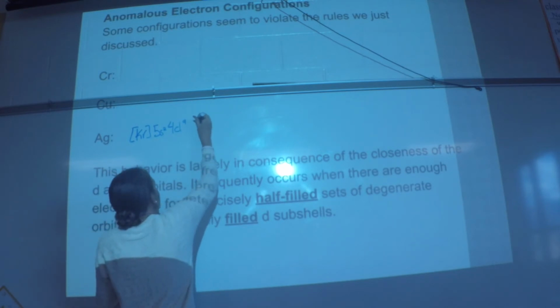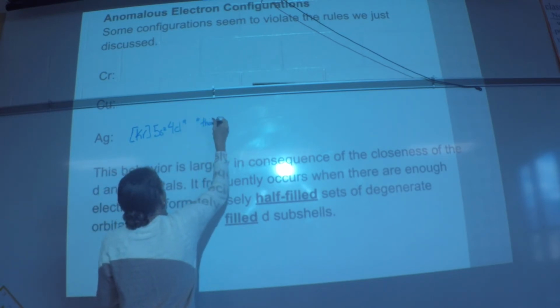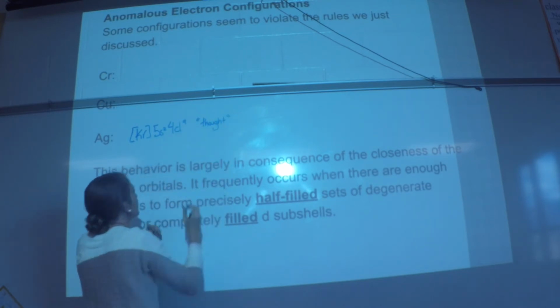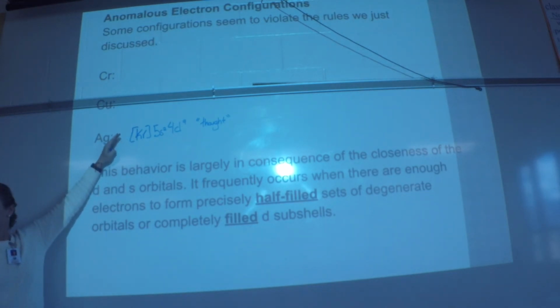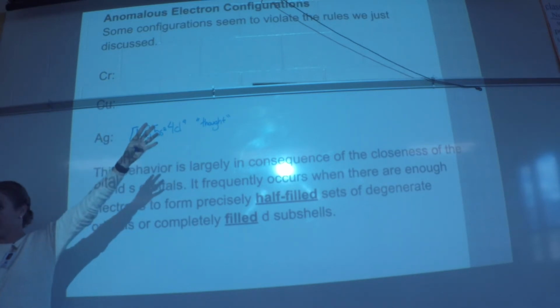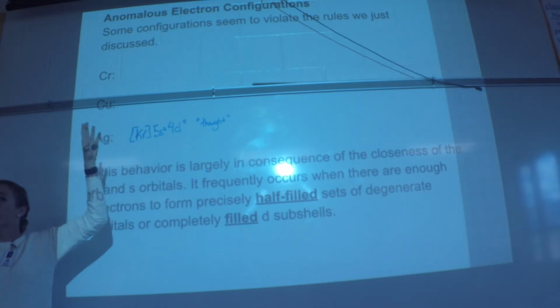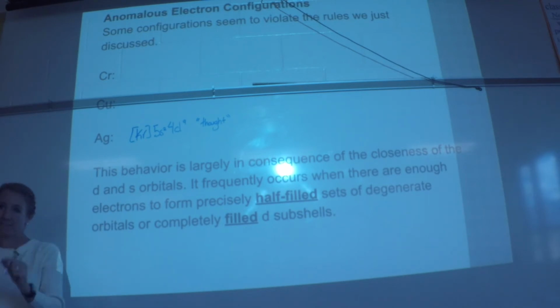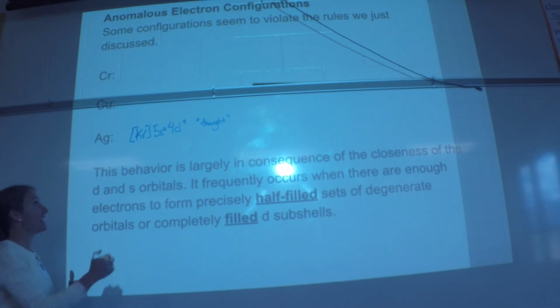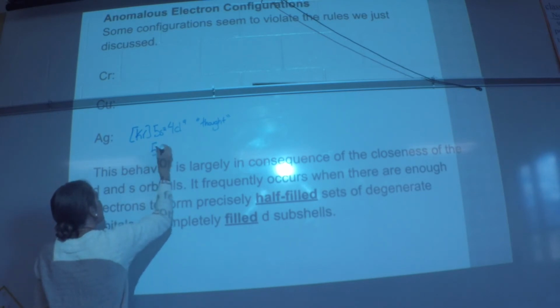Okay, so this, everybody, is the configuration for silver based on the rules. This is what we thought it was when we wrote before. From experimental evidence, which we'll talk about in a second, scientists have figured out that silver actually doesn't do that. Instead, silver does this.